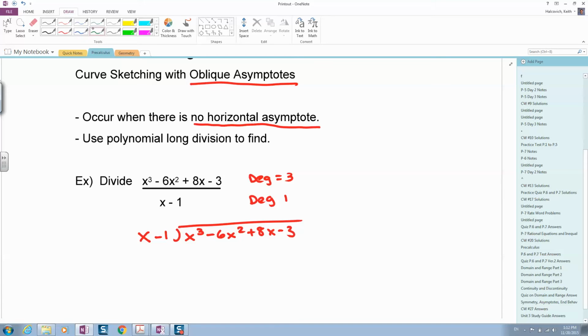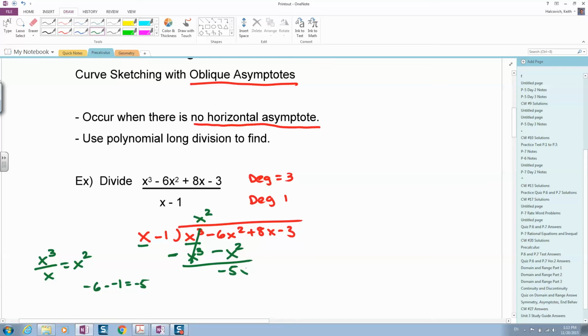So remember the rules of long division from last year in Algebra 2. The first thing you do is you divide x to the third by x. And you get x squared, so that's the term that goes up here. Then you multiply x squared times x minus 1 gives you x to the third, x squared minus 1 gives you x squared. Then remember you subtract. The first terms cancel out. Negative 6 minus negative 1 gives you a negative 5x squared.